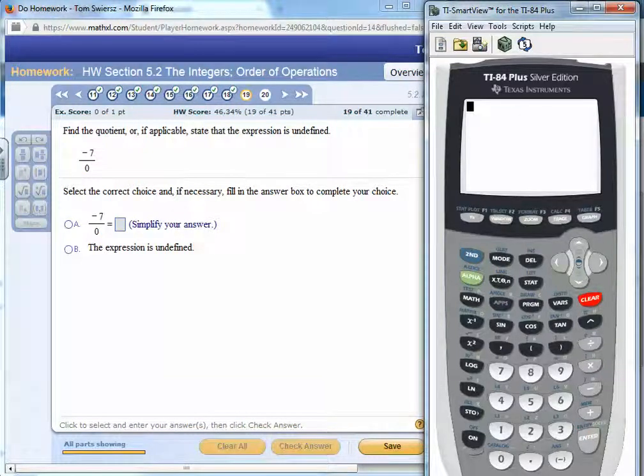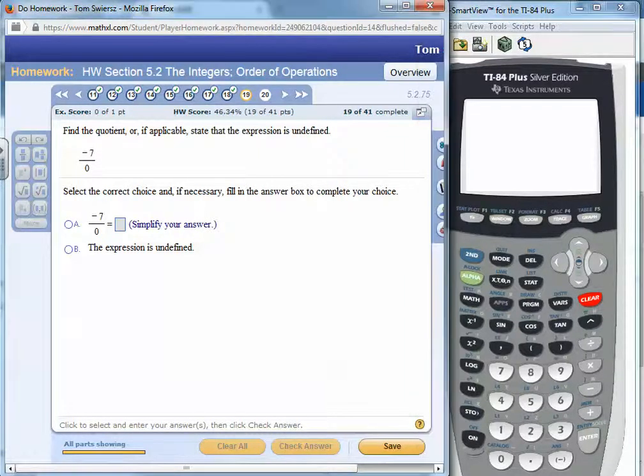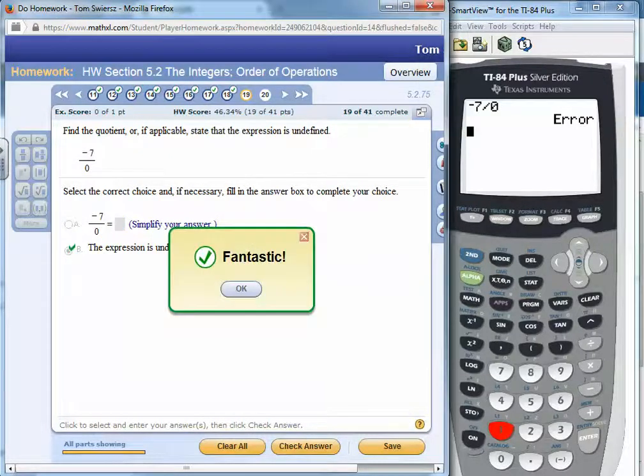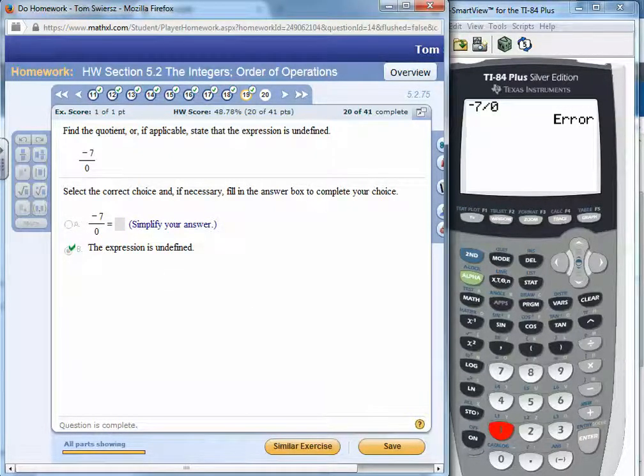Now, when you have 0 in the denominator, you cannot divide by 0. That means there is no answer, which is another way of saying that the expression is undefined. 0 in the numerator, you have 0. 0 in the denominator, it's undefined. If you do it on the calculator, negative 7 divided by 0, you'll get the error, divide by 0. So that's kind of a warning that it tells you there's no answer. Okay, so 0 in the denominator, undefined. 0 in the numerator, it is 0.